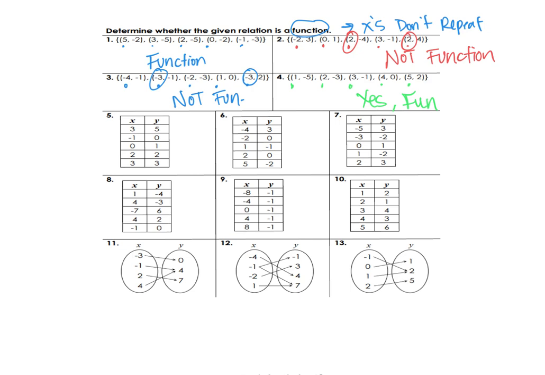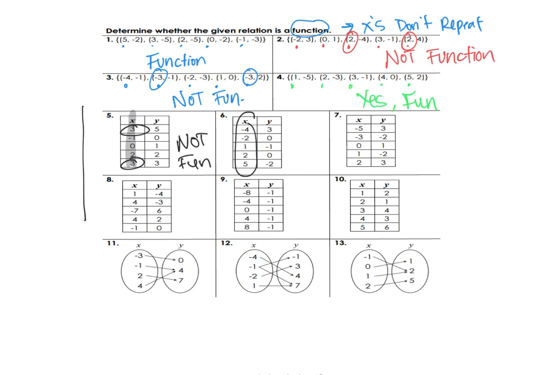Now, these other examples just show different ways to display relations. Okay, so these first 4 examples, we had ordered pairs, 5 through 10. Okay, these we have table of values is what they're called, and then 11 through 13 is mappings. So I like the table. I feel like it makes it even easier because we're just looking at the x values. Okay, we're just looking at that x column to determine if it's a function or not. So real quick, is this a function? Well, 3 repeated in the x column, so it's not a function.